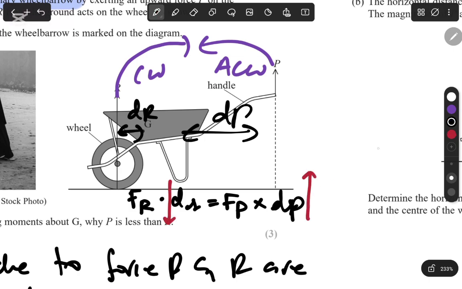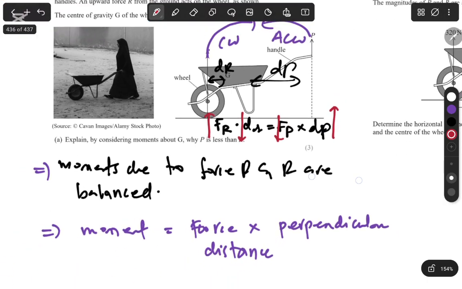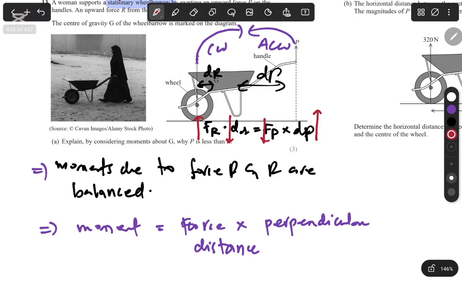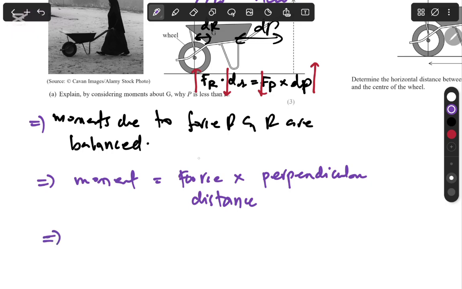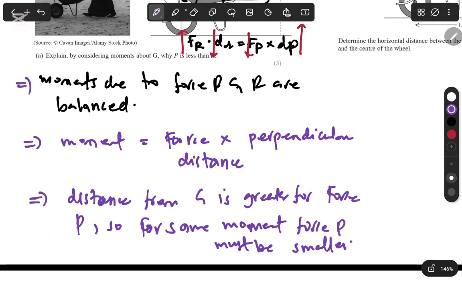Now for them to have the same moment, your force P must be smaller and your force R must be bigger, so that the moments are balanced. You know, when forces are smaller, we increase the distance to make sure that we balance the moments. So let me just write it down. Here's your answer: distance from G is greater for force P. So for the same moment, force P must be smaller.